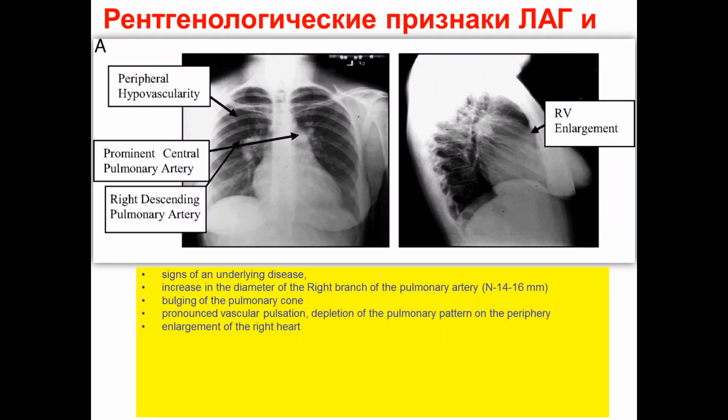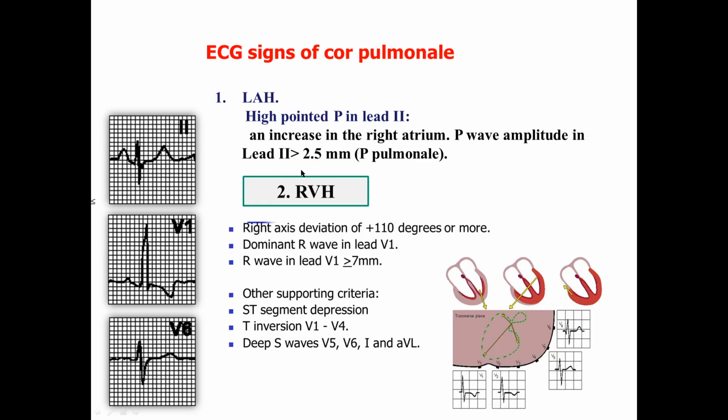On X-ray, you see signs of the underlying disease, increased diameter of the right branch of the pulmonary artery, bulging of the pulmonary cone, pronounced vascular pulsation, depletion of the pulmonary pattern at the periphery, and enlargement of the right heart. On ECG, there are signs of right atrium hypertrophy and right ventricular hypertrophy.